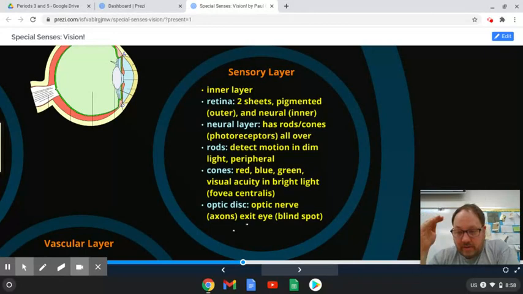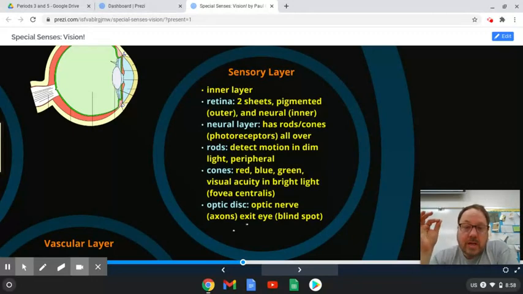So the outer layer is the sclera, the choroid is the middle layer with the blood vessels and the pigment, and then the innermost layer is the sensory layer. So the sensory tissue is called the retina. So the retina, again, it has pigmentation to help absorb light energy, and then it has this neural layer. And the neural layer has specialized receptors called rods and cones.